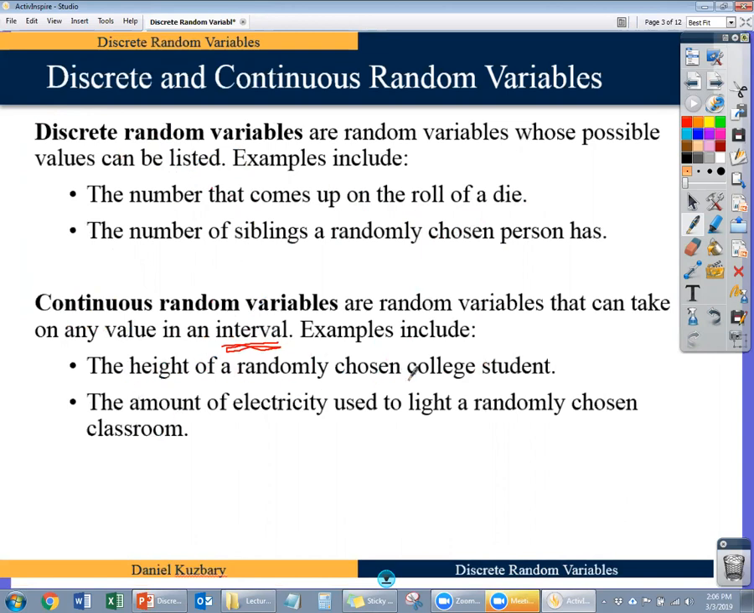For instance, the height of a randomly chosen college student, the height you'd measure on a ruler, there's an infinite number of heights once you break down the decimals into smaller and smaller things. The amount of electricity used to light a randomly chosen classroom is another thing where, again, you've got decimals, and you can't list the number of things. We'll think of it as continuous. So in summary, think of discrete things as counting problems or really small problems where you can list 4 or 5 outcomes or 10, whereas these you can't list them, so they're called continuous.